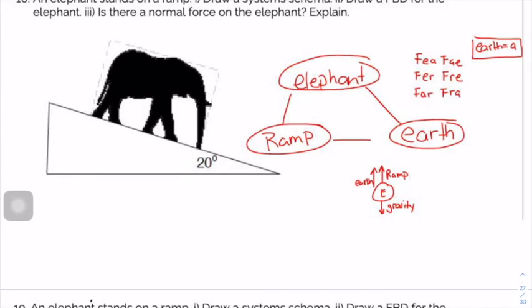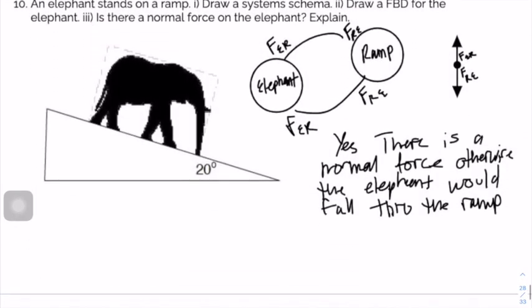Okay, so again, if we look at the elephant and we just draw a boundary around it, there are 2 interactions. This person has 3, and the labels are incorrect. Force on the elephant by the earth, and then this one, wrong direction, should be going that way, or going up to the side, right? Force on the elephant by the ramp. And they didn't comment on number 3, is there a normal force?